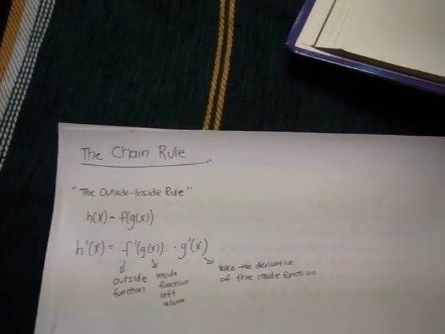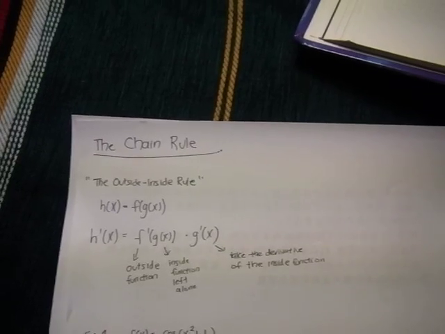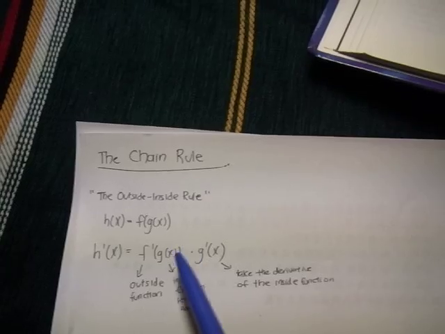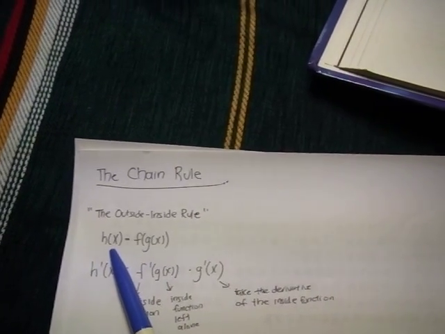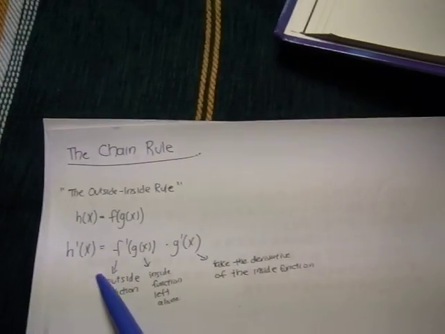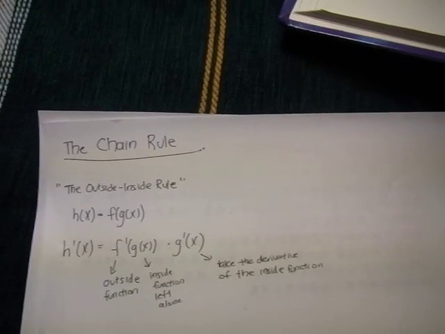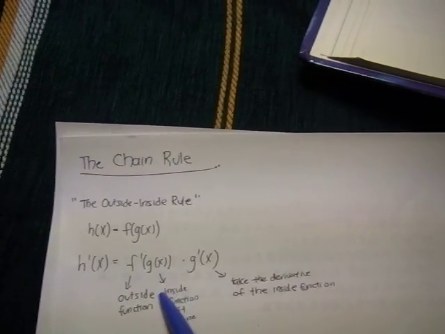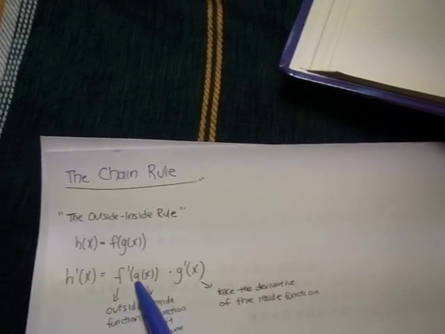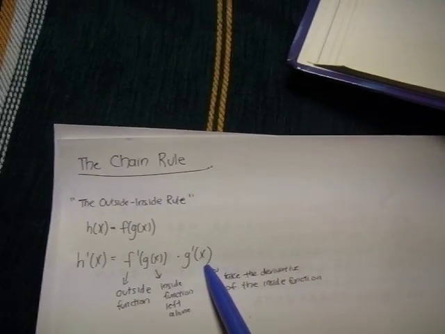Okay, so let's talk about the chain rule. The chain rule is used for finding the derivative of a composite function, say h of x equals f of g of x. To find the derivative of h of x, take the derivative of f at g of x times the derivative of g at x.